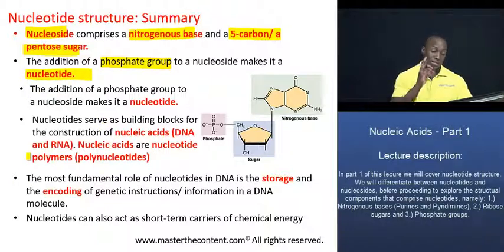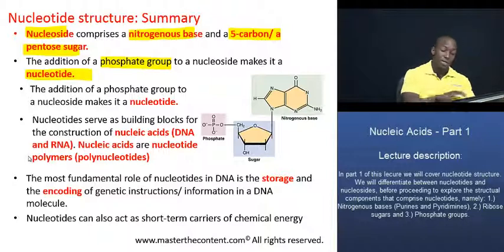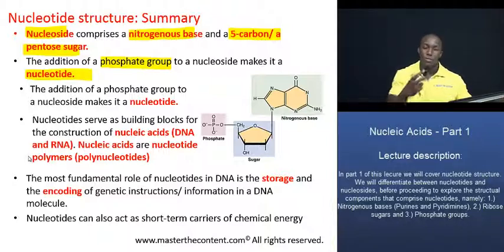Now, the addition of a phosphate group to a nucleoside turns it into a nucleotide. We've established that. Now, nucleotides will then move on and they'll serve as the building blocks for nucleic acids. So nucleotides are the monomers that are strung together in a polynucleotide chain, which results in the creation of DNA or RNA, which are very, very key biological molecules.